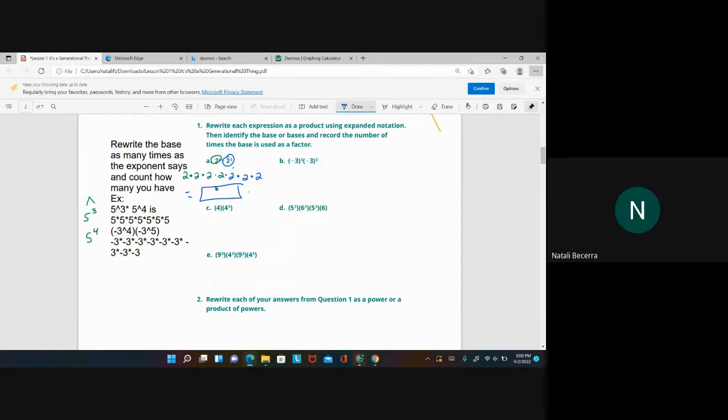So now the base is 2, and I want you to count how many 2's you have. 1, 2, 3, 4, 5, 6, 7. So that is to the power of 7. That's how many you have. You have 7 of the 2's. So this is actually the proper way of rewriting it, okay?